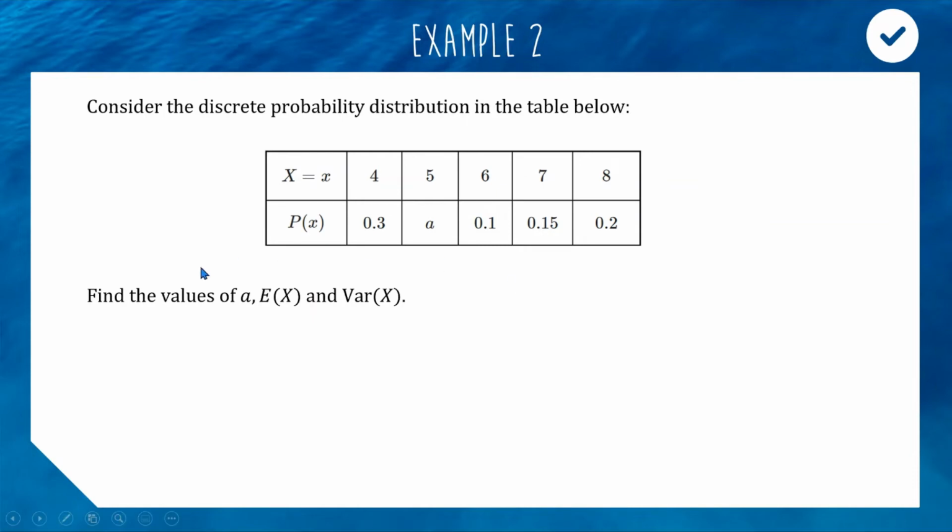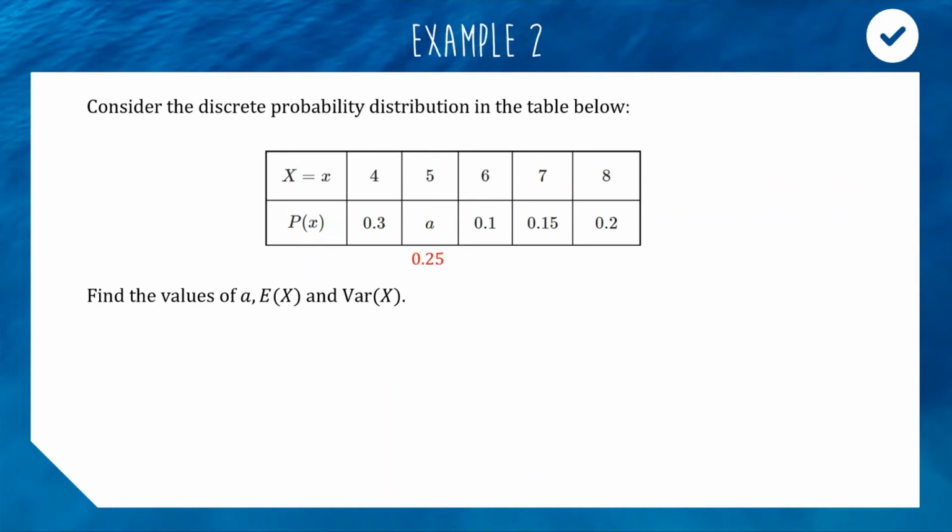Okay, first step is to find the value of A. We have answered questions similar to this in previous videos. We know that the sum of the outcomes of a probability distribution has to complete the sample space and give us an answer of 1. So that means 0.3 plus A plus 0.1 plus 0.15 plus 0.2 is equal to 1. Simplifying the left-hand side, we get A plus 0.75 is equal to 1. So therefore, A must be 0.25. Okay, there's the easy part done.